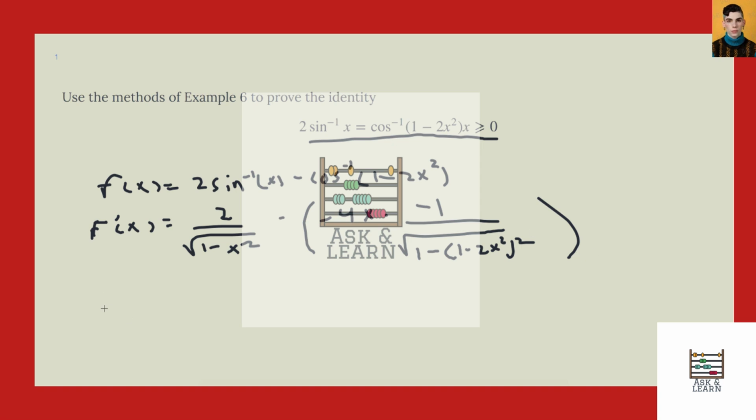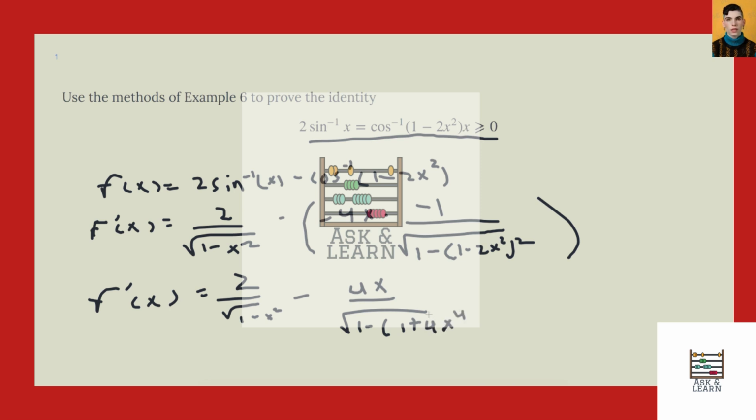And then what we're going to do is simplify. So we're still going to have 2 over square root of 1 minus x squared, and then this is going to become minus 4x over the square root. Then we're going to expand the bottom, we're going to expand 1 minus 2x squared. So it's going to be 1 minus 1 plus 4x squared, and we're going to get 4x to the fourth. We're going to bring this over, and we're going to get 4x squared minus 4x to the fourth. And this is our formula. So we're going to go to the next page for more space.